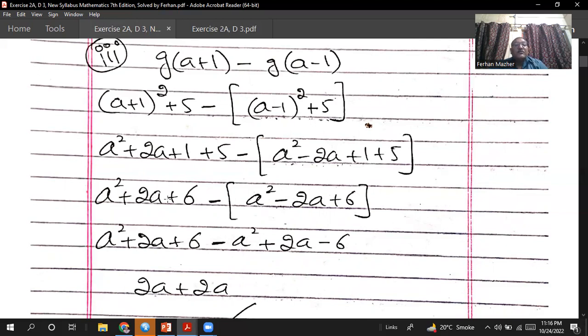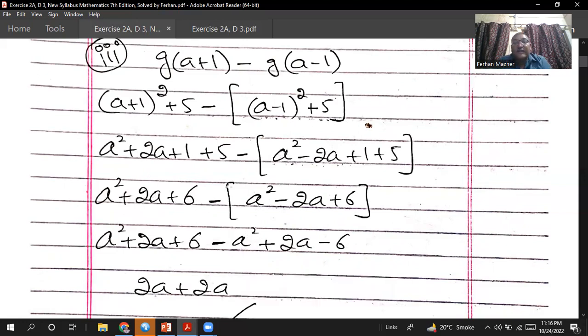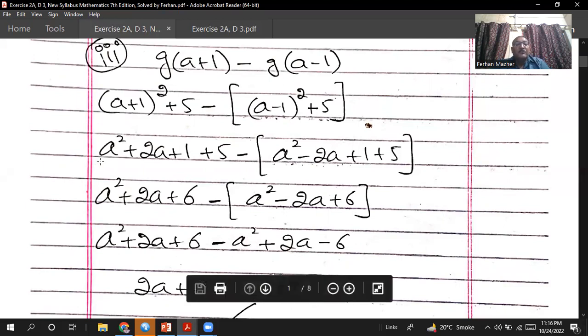So it will be a square plus 2a plus 6 minus square bracket a square minus 2a plus 6, square bracket closed. So we will have a square plus 2a plus 6 minus a square. You will remove this square bracket because there is a negative sign outside, so the signs will change. So you will have a square minus a square plus 2a minus 6. So finally you will have 2a plus 2.